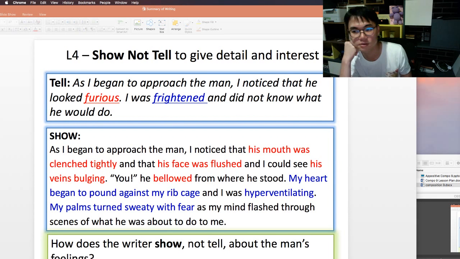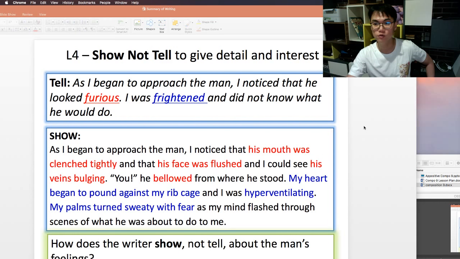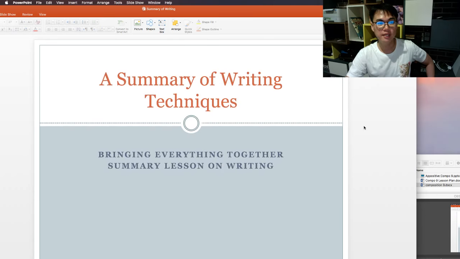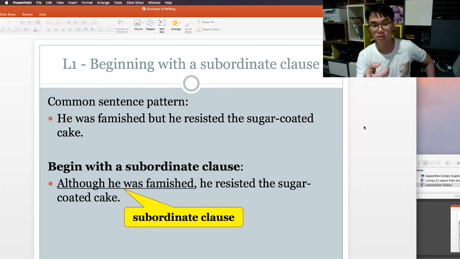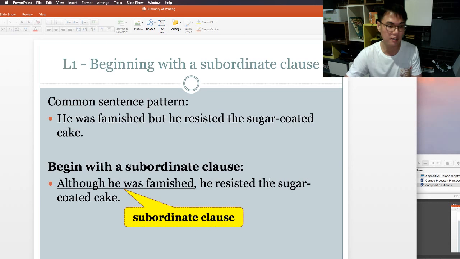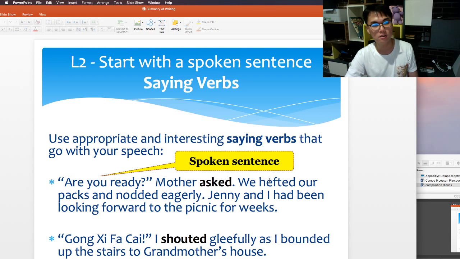Okay, so this is show not tell. And a very quick review for those of you who have just joined us. We've covered 4. So we begin with beginning with a subordinate clause, all right? So that's an example right there. Although he was famished, however famished he was, even though he was famished. So a connector usually begins a subordinate clause, right? And this is a subordinate clause, it cannot stand by itself. He resisted a sugar-coated cake, this is the main clause, it can stand by itself. So beginning with subordinate clause, beginning with a spoken sentence, right?